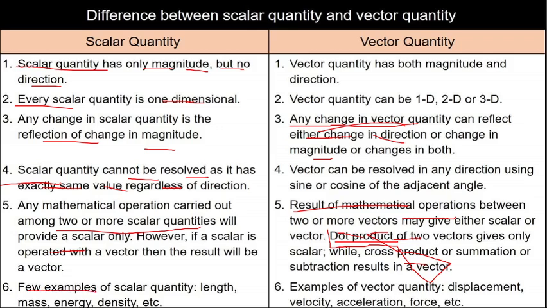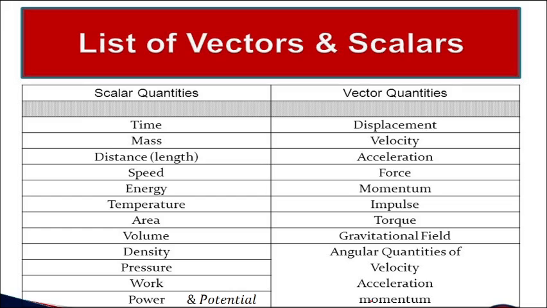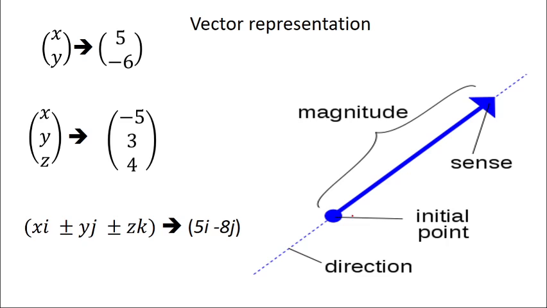So examples of scalar quantity are length, mass, energy, density, and anything that is potential, electric potential, magnetic potential. Example of vector quantity are displacement. So we are going to see the list. So this is the list of vector and scalar quantity. This is scalar, this is vector. So you can write the list down and try to know them one by one.